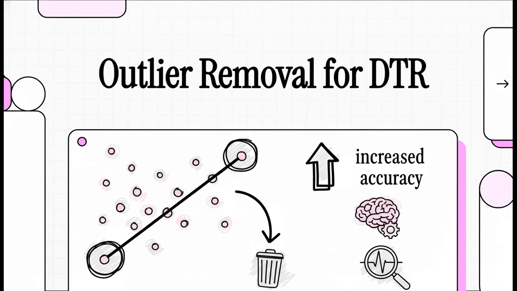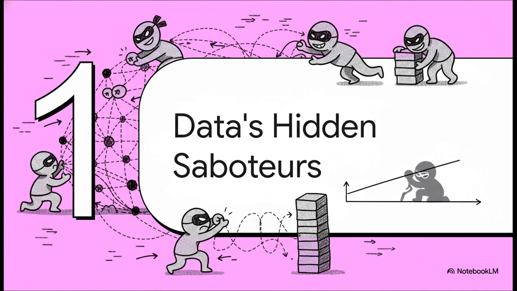All right, let's dive into this really interesting research paper. It's all about a clever way to make one of machine learning's most popular tools, the Decision Tree Regressor, even more accurate. So first things first, we've got to understand the villain of our story. These hidden troublemakers that are lurking in pretty much every data set you'll ever come across.